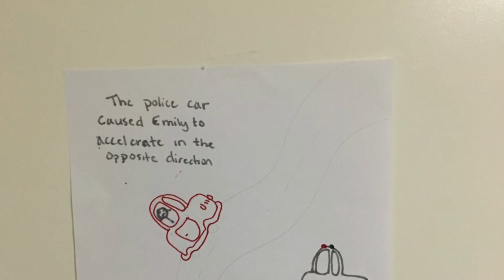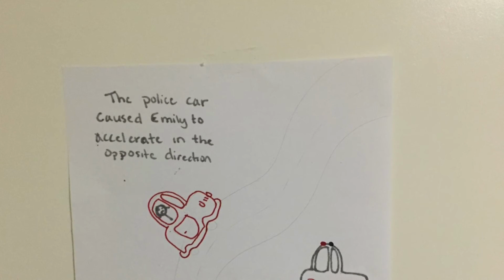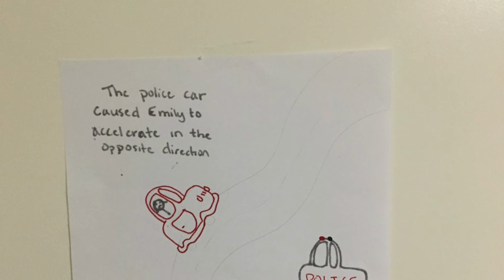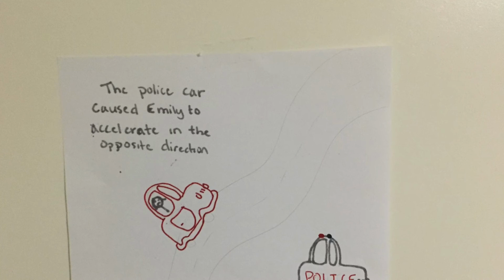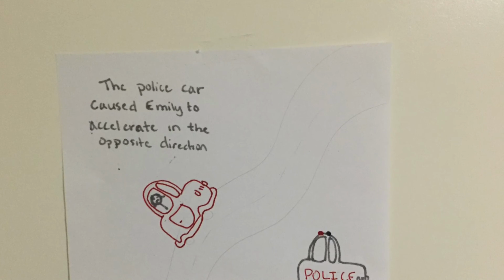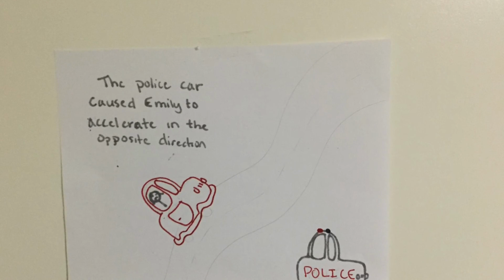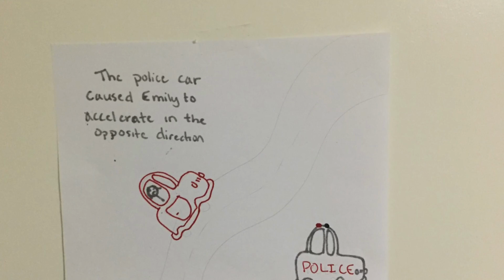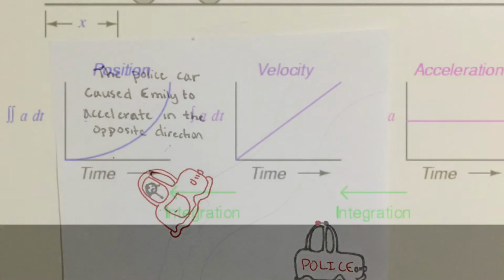So it wasn't much longer until Emily saw the police, and she immediately accelerated in the opposite direction. Eventually, she was pulled over by the cops, and the reason was because she wasn't wearing a seatbelt, and not because she was going 200 miles per hour. And it only made it worse because she attempted to accelerate in the opposite direction and run away.